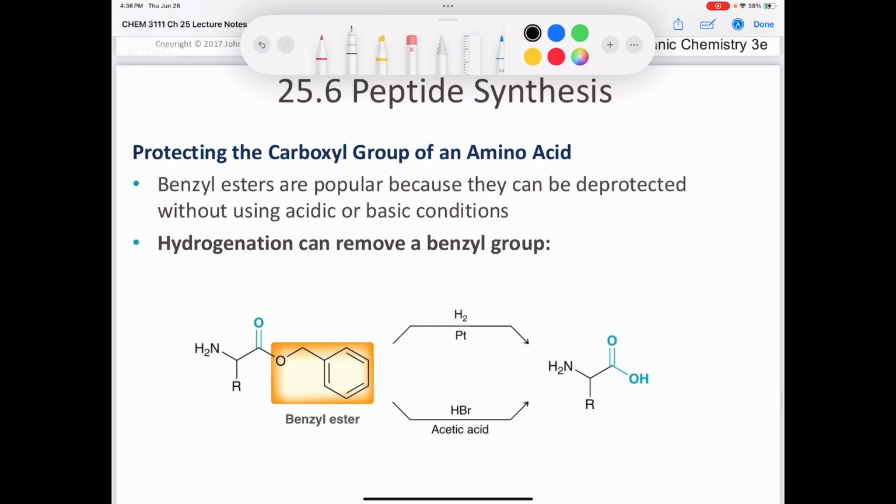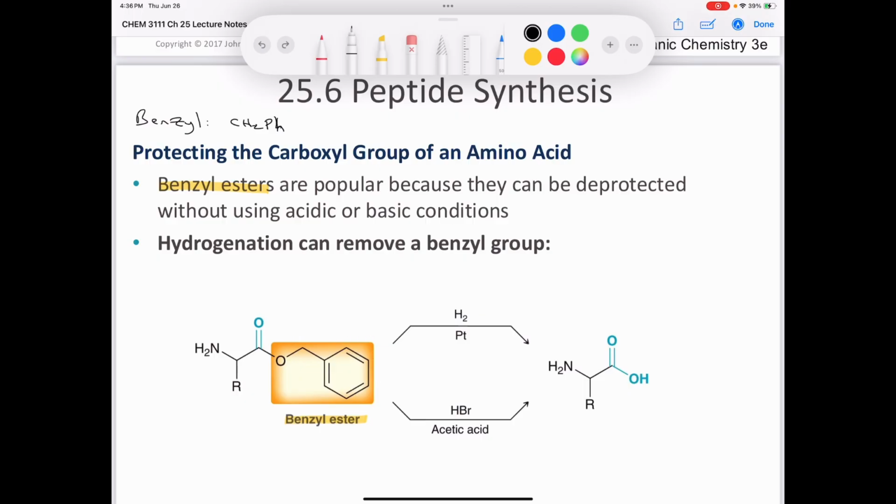Now, if you're thinking, why benzyl? Why are benzyl esters so popular? You can see the structure of a benzyl ester shown here. A benzyl group, if you haven't picked up on it by now, is just CH2Ph, aromatic. So this portion here is the benzyl. So we have a benzyl ester.